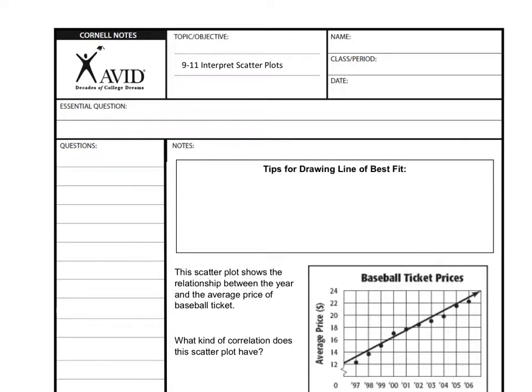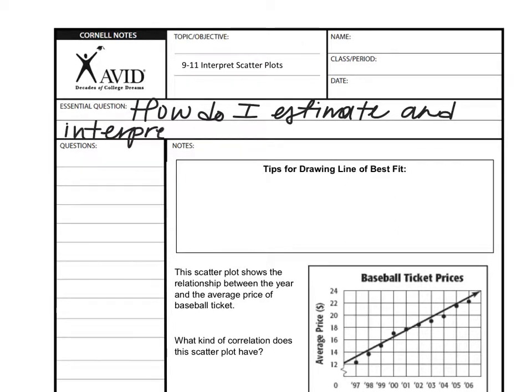Question today is, how do I estimate and interpret using my, I'll say trend line, because line of best fit takes a lot longer to write, but it's the same thing. Line of best fit, trend line, just like slope and rate of change are the same, line of best fit and a trend line are the same thing. It's shorter, so I'm going to write that instead.